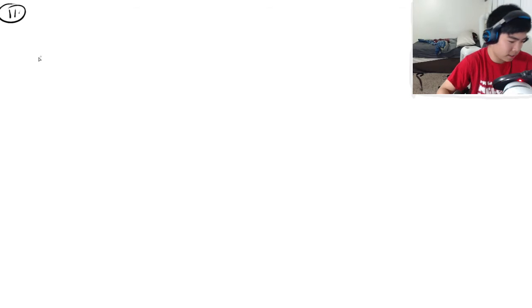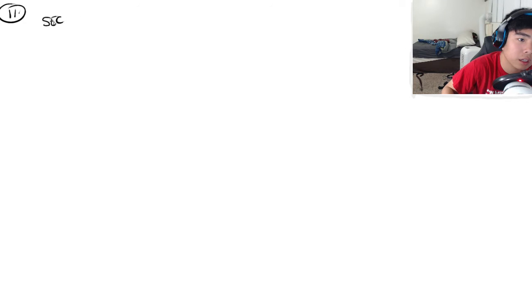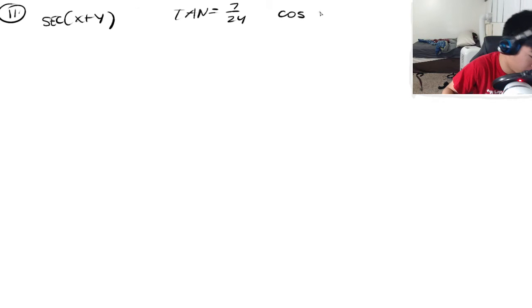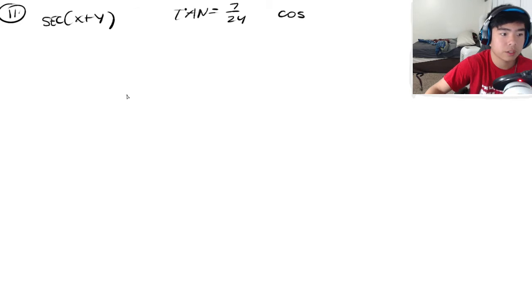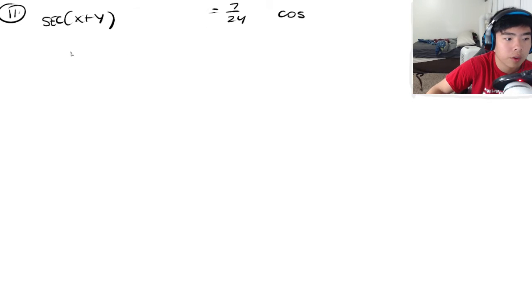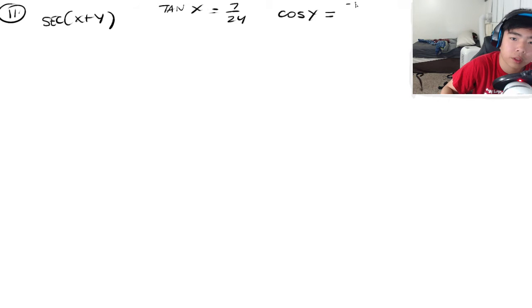Lol. 11, let's see. We got find secant of x plus y if tangent of x is 7/24 and cosine of y equals -4/5. It says right here, both x and y are in quadrant 3.